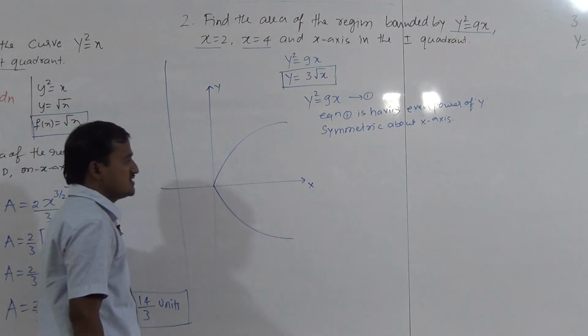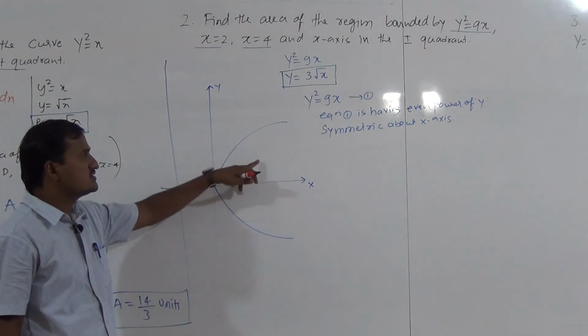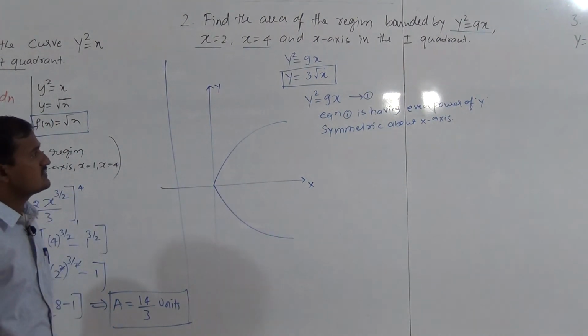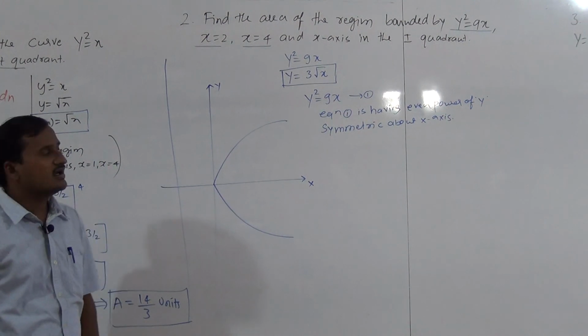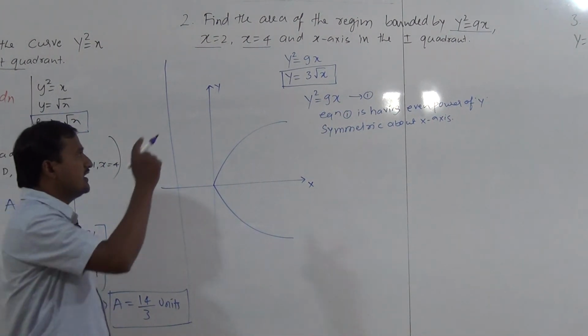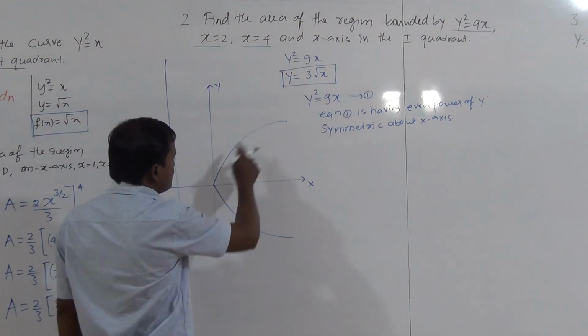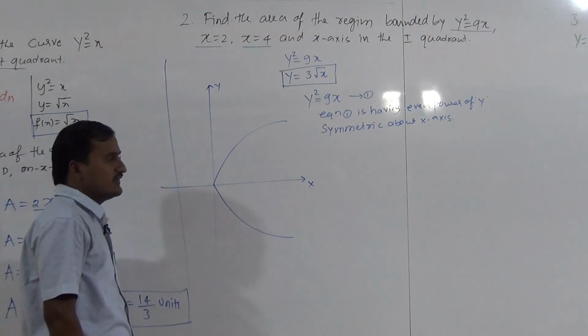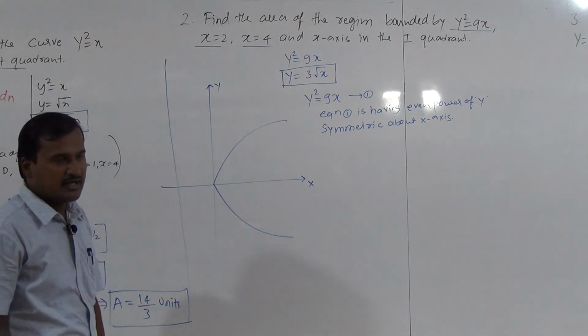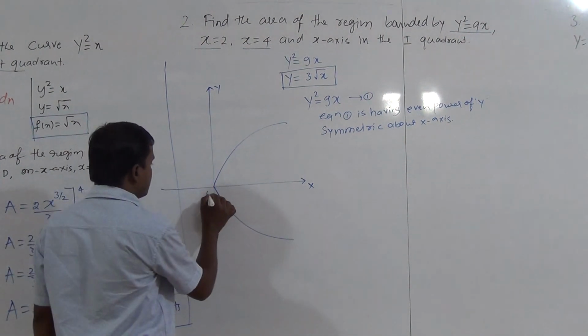So this is the parabola, and this parabola is symmetric about the x-axis, and y square is equal to 9x always represents the equation of a parabola. So the equation of a parabola is symmetric about the x-axis. In the first example also that represents the equation of a parabola, right? So here it is our origin.